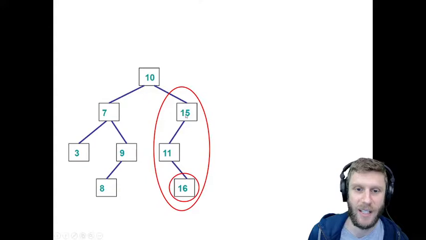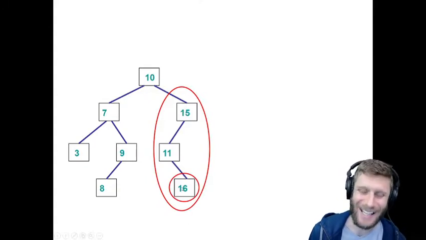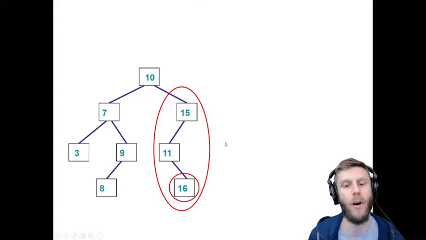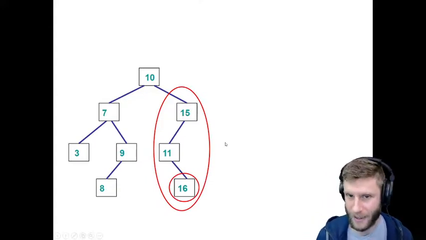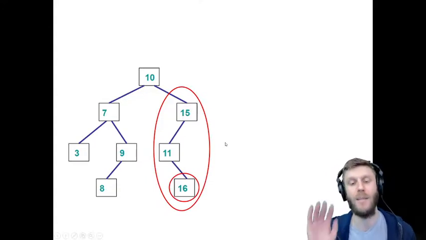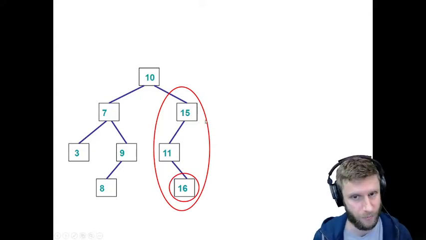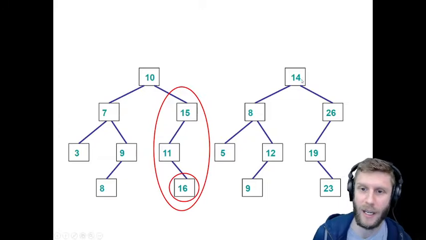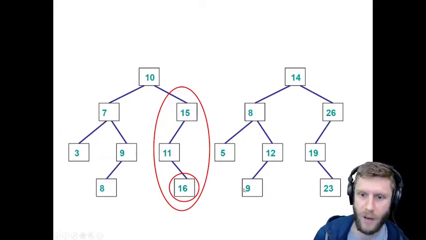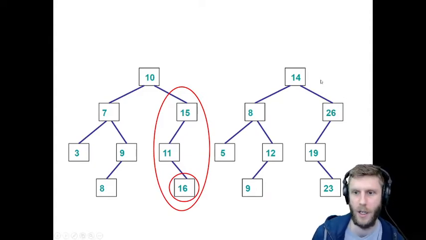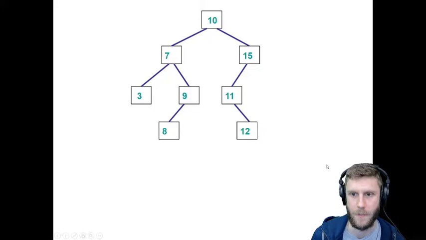But see how 16 is within its left subtree. Therefore, it's violating the rule that everything in the left subtree must be less than the root. Now, here, let's have a look. Well, we've got 8, 5, 9. Okay, this looks pretty good. 14, we've got 26 here, 19, 20. Okay, this looks good. This looks like a nice binary search tree.